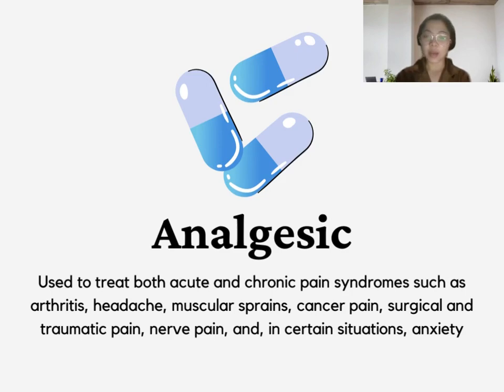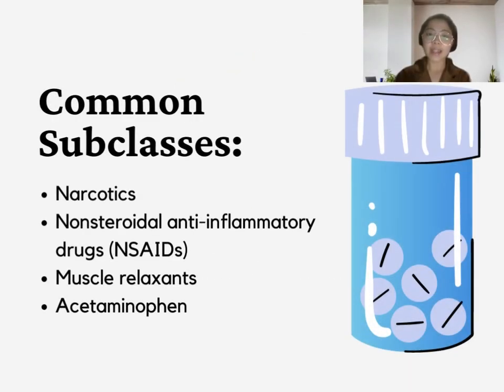Let's start with analgesic, which is prescribed more frequently than any other medication on the market. This type of drug is used to treat both acute and chronic pain syndromes, such as arthritis, headache, muscle sprains, cancer pain, surgical and traumatic pain, nerve pain, and in some cases, anxiety. Basically, analgesic is a drug that relieves pain, and this class of medication can be subdivided into a multitude of different categories based on how each type of drug works to accomplish this task.